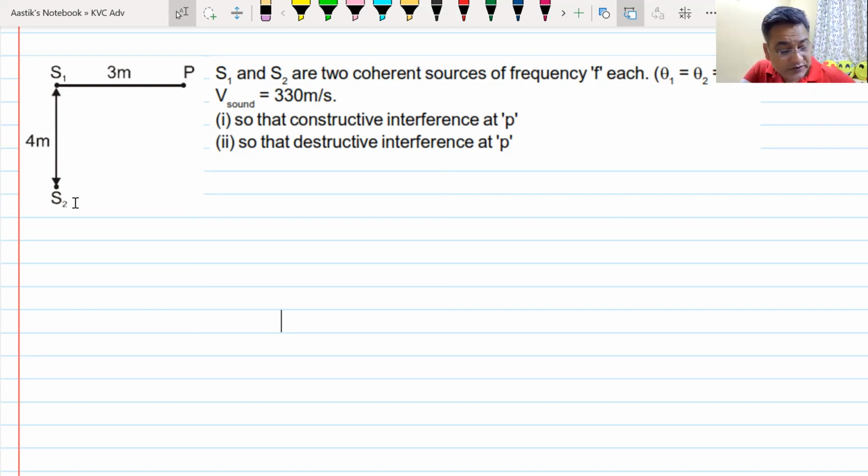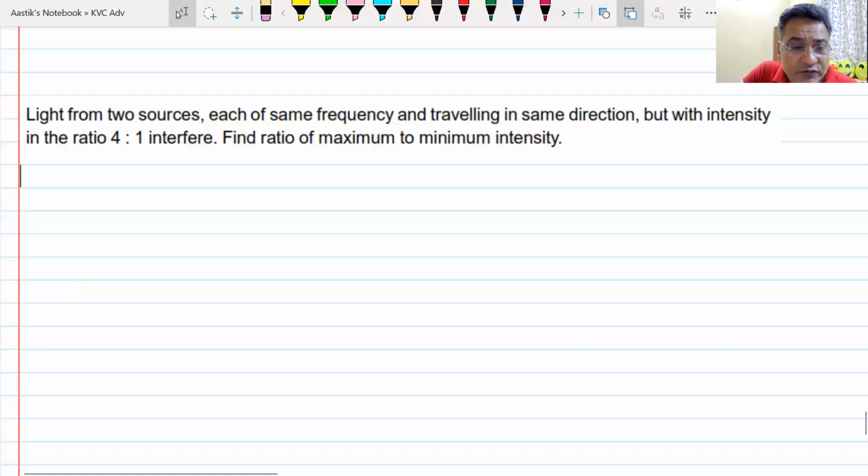So let me just put another question here. Light from two sources, each of the same frequency and traveling in the same direction but with intensities in the ratio 4:1, interfere. What is the ratio of maximum to minimum intensities? These are the type of questions that are coming in the exam these days. I'll give you 2 minutes to give me the answer.